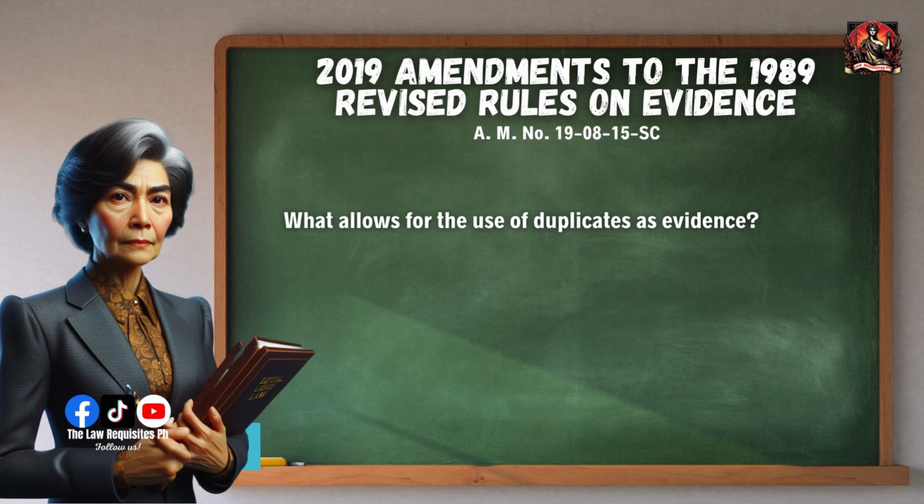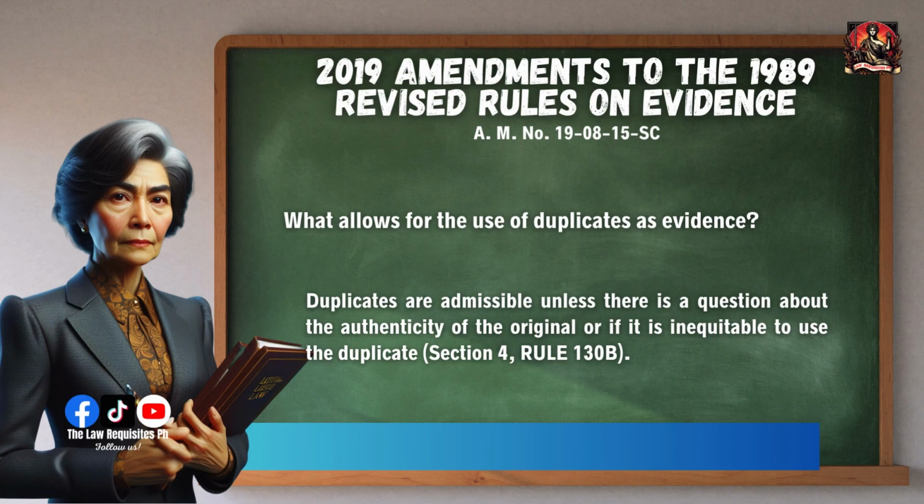What allows for the use of duplicates as evidence? Duplicates are admissible unless there is a question about the authenticity of the original or if it is inequitable to use the duplicate, Section 4, Rule 130B.